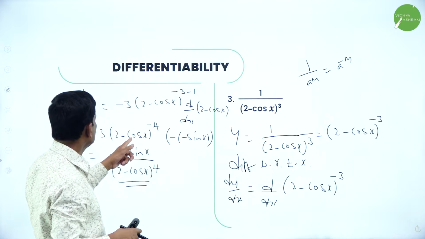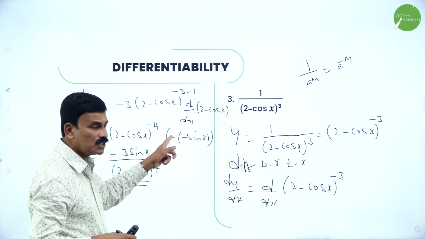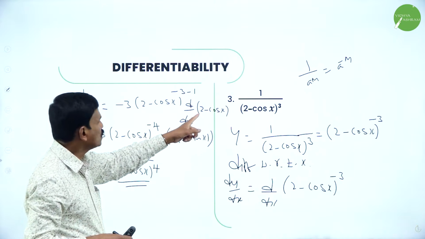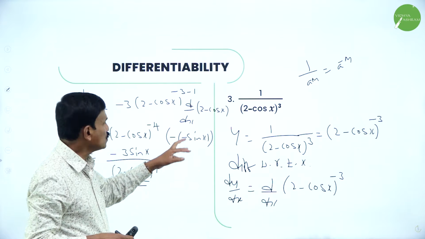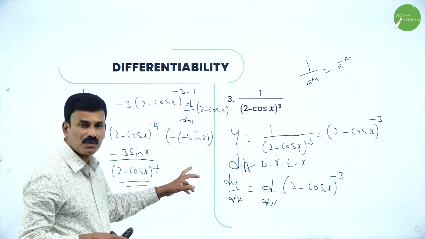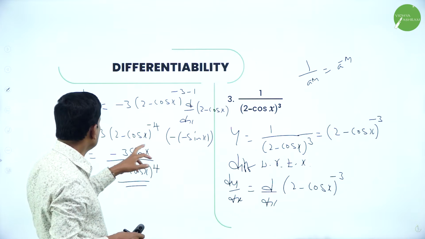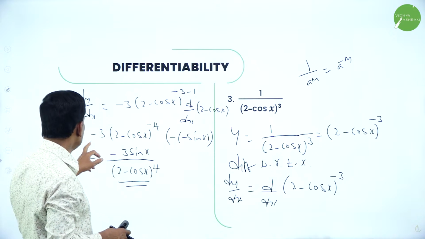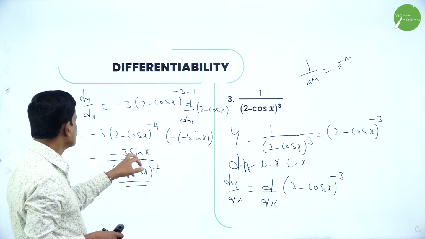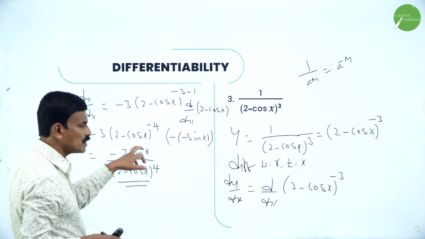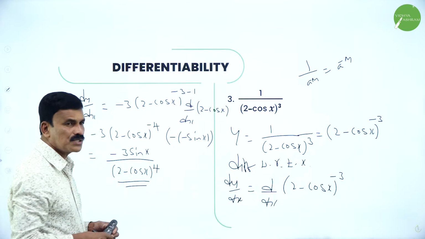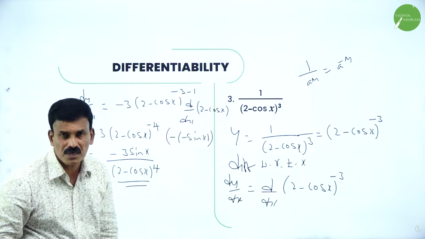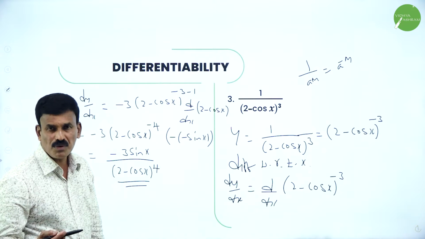So minus 3 into 2 minus cos x whole raised to minus 3 minus 1, which is minus 4. Now differentiate it: derivative of the constant is 0, minus differentiation of cos x is minus sin x, minus into minus is plus. So this becomes minus 3 into sin x divided by, bring this to the denominator, 2 minus cos x to the power of 4, which is the simplified answer. That's it. Okay. Hope you followed.